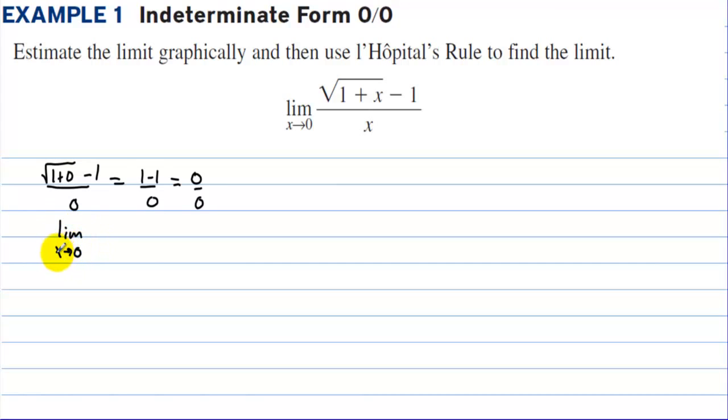So we have the limit as x approaches 0 of 1 over 2 square root of 1 plus x. That's the derivative of the radical. The derivative of negative 1 is 0, and the derivative of x is 1. Now that's equal to 1 over 2 times the square root of 1 plus 0, which is 1/2.